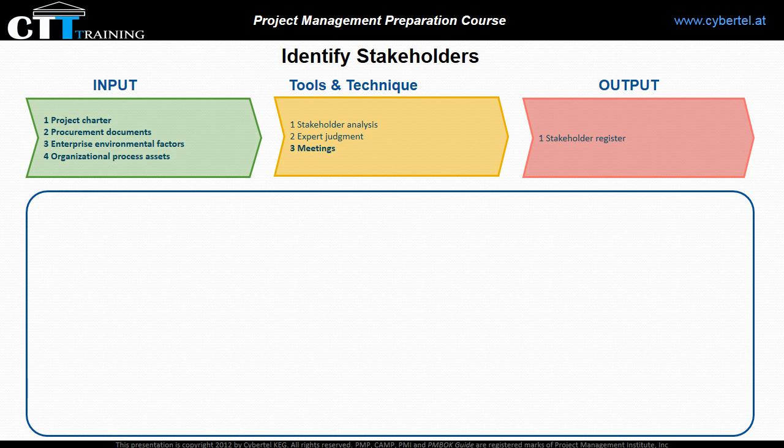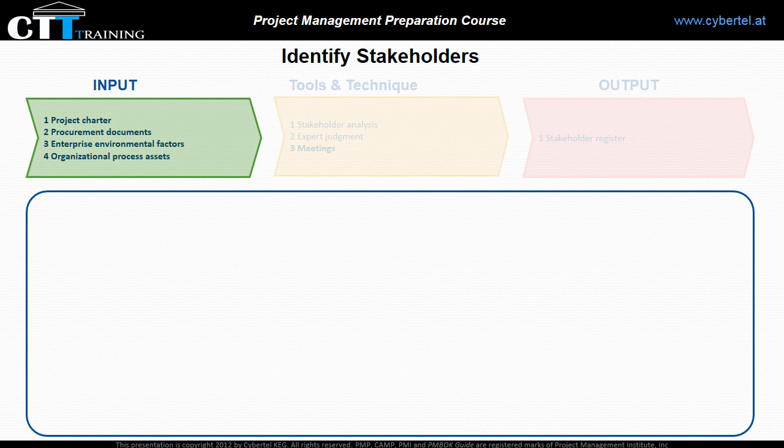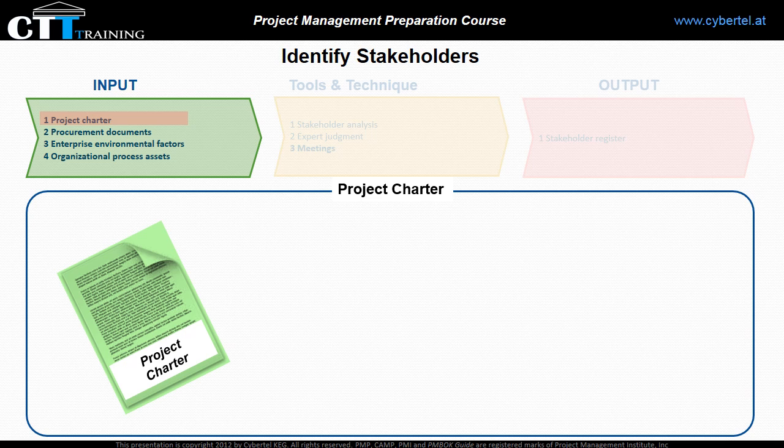Let's see what we need to perform this process. There are 4 inputs to this process: project charter, procurement documents, enterprise environmental factors, and organizational process assets. Project charter. Tell me why we need the project charter as an input to identify stakeholders. Well, as we said, the project charter is the trigger of the project. In other words, the green light to start a project.